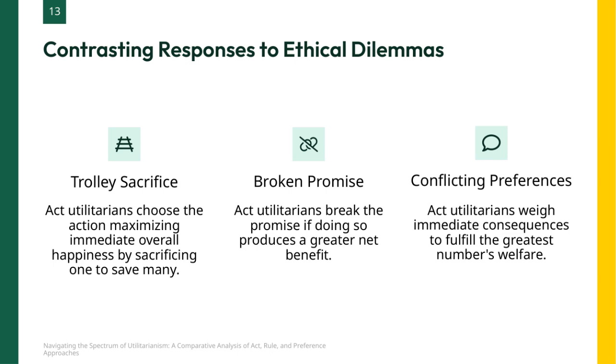Next, with broken promise, ACT utilitarians may decide to break a promise if it results in a greater net benefit overall, showing their flexibility when it comes to commitments. Lastly, in situations with conflicting preferences, ACT utilitarians weigh the immediate consequences carefully to fulfill the greatest welfare for the majority, even when different interests clash. These points highlight the pragmatic and consequence-driven nature of ACT utilitarianism in ethical decision-making.